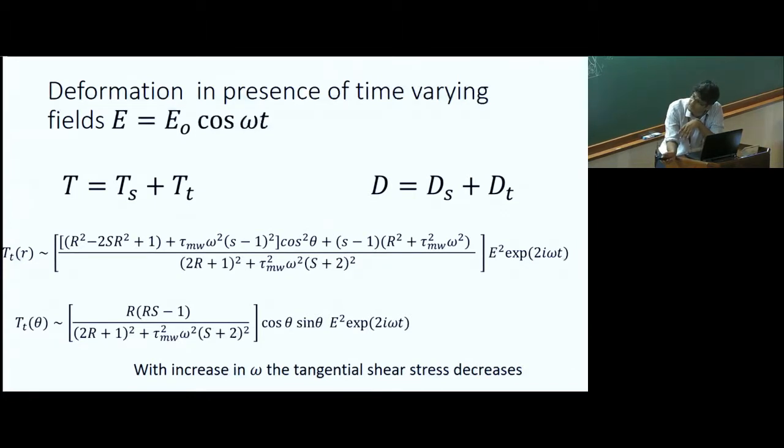But the time dependent part, this is the radial time dependent part, and that's the tangential time dependent part of the system. And what you get is that this one depends upon 1 by omega square. So if you go up higher in frequency, you basically lose the time dependent part. So basically things become more and more sluggish.